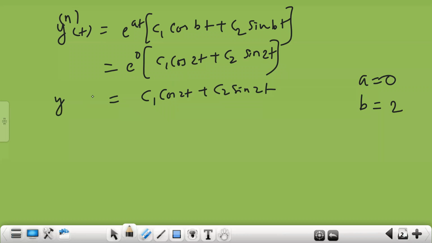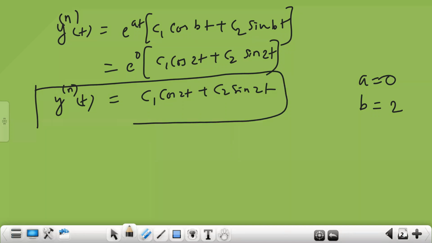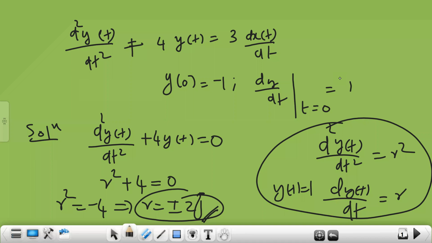Now we need to find the values of C1 and C2. For that we will make use of our initial conditions. What are our initial conditions given? These are the two initial conditions that were given in the question. One is y of 0 is -1. The second one is dy by dt at t equal to 0 is equal to 1. So first we will go for the first initial condition, y of 0 as -1.